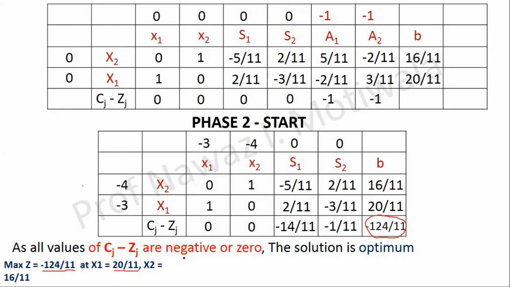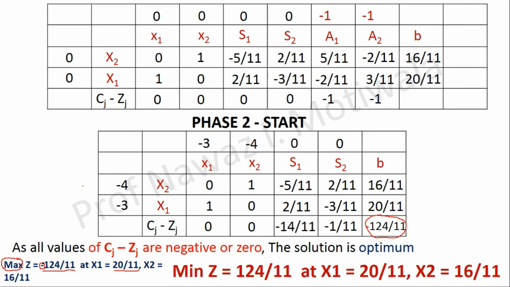But our original question was minimization, so I will write the answer in place of this maximization. I will write minimization, and I will convert this minus into a positive sign. So I will write here minimum Z is equal to 124 by 11 at x1 equal to 20 by 11 and x2 equal to 16 by 11. This completes our solution. So you can see that we have solved the same problem by the Big M method and we have got the same answer. So whether you solve by the two-phase method or the Big M method, the solution will remain the same. So with this we have completed the entire topic on linear programming problems. The next part of this we will cover in the subsequent classes.